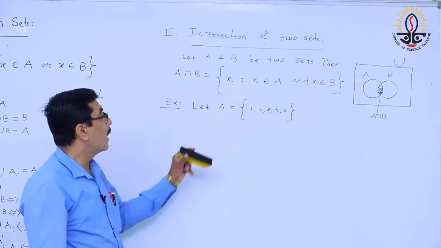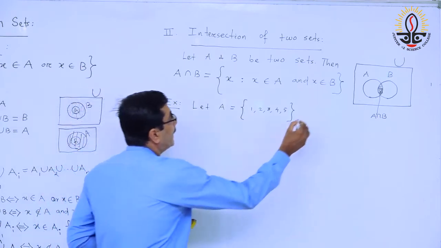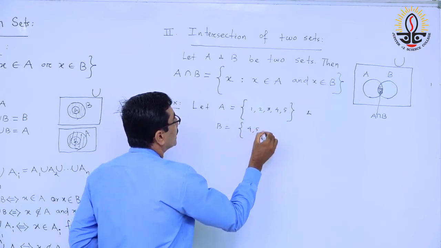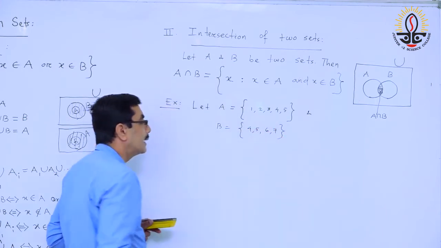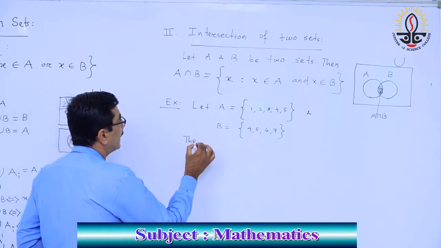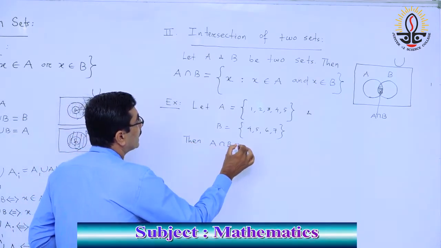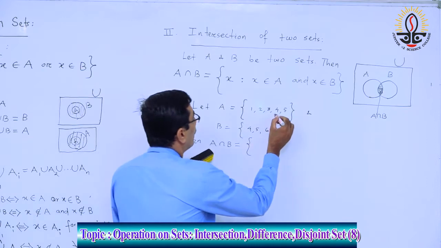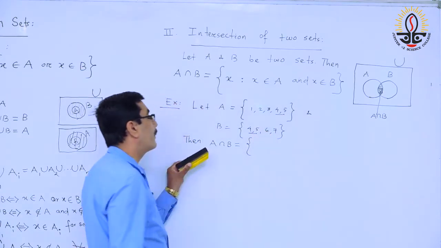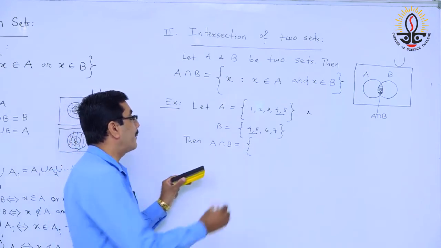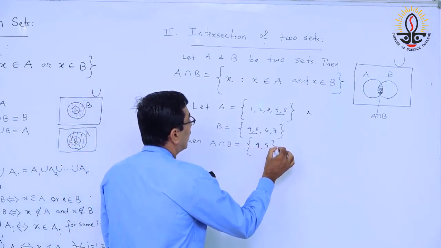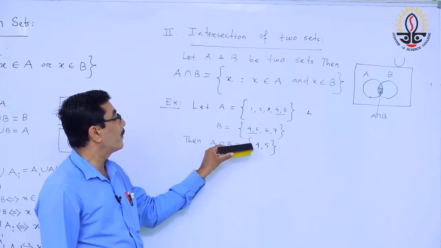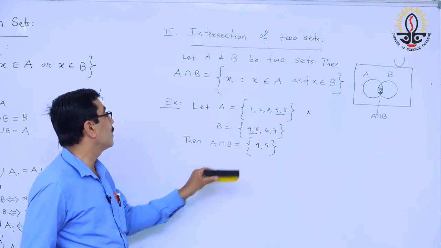A is equal to {1, 2, 3, 4, 5} and B is equal to {4, 5, 6, 7}. Then what will A intersection B be? You see, 4 and 5 are here, and 4 and 5 are there also. Then 4 and 5 will lie in the set A intersection B.